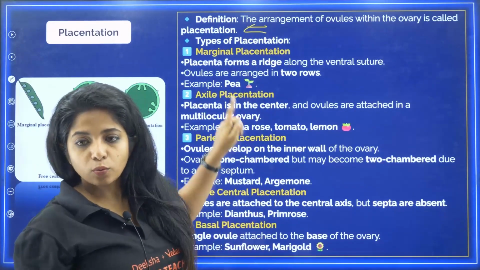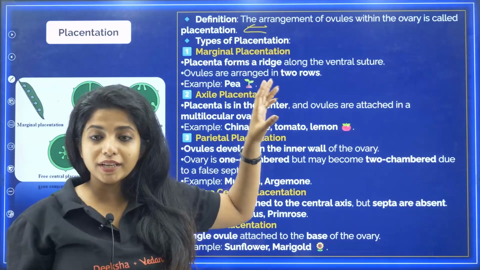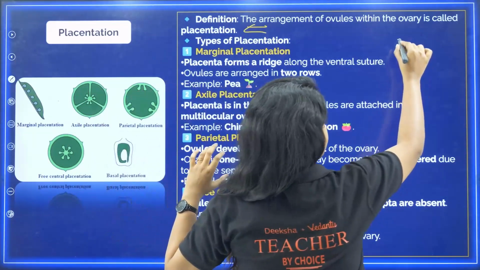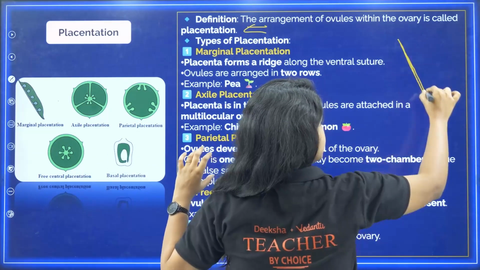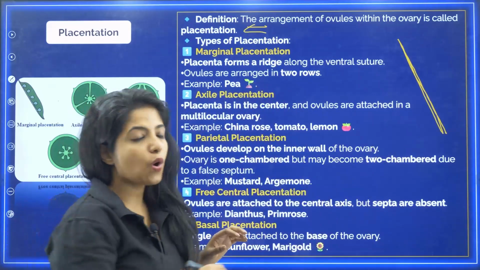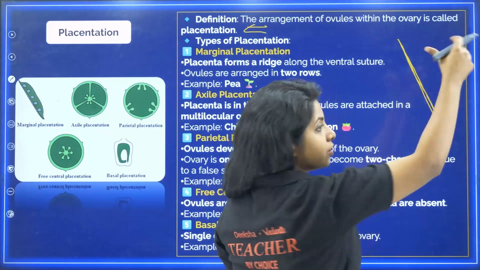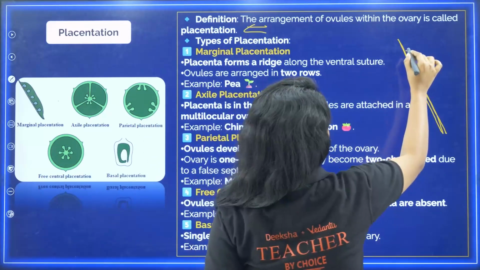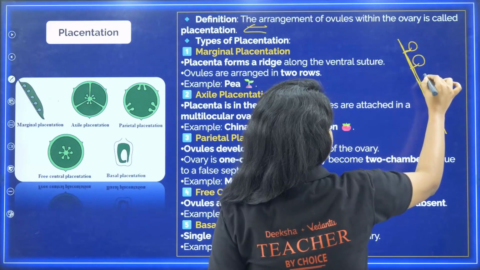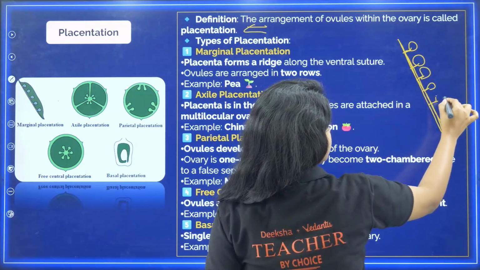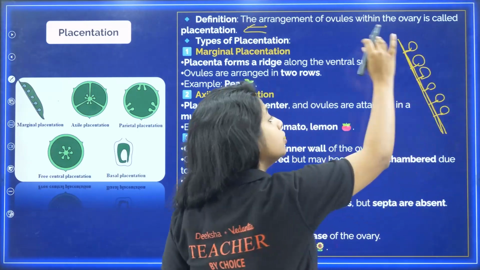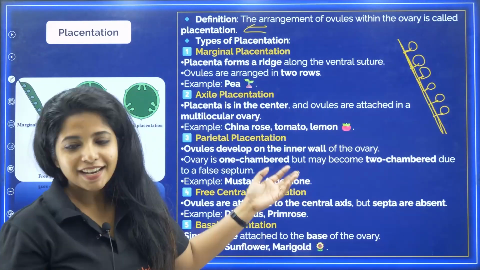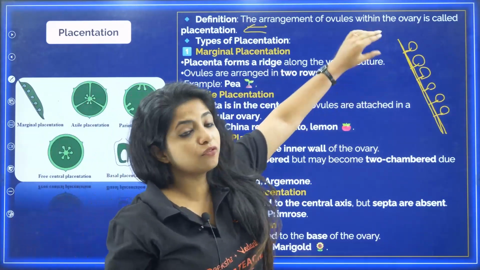You have 5 types. First one is marginal placentation. What is happening is that the placenta which is there, it is towards one margin. So all the ovules are linked with the placenta because the placenta provides nourishment. So all the ovules are also attached to this marginal placenta. So basically, can I say the position of the ovule within the ovary is also marginal? Yes. So placenta forms a ridge along the ventral suture.